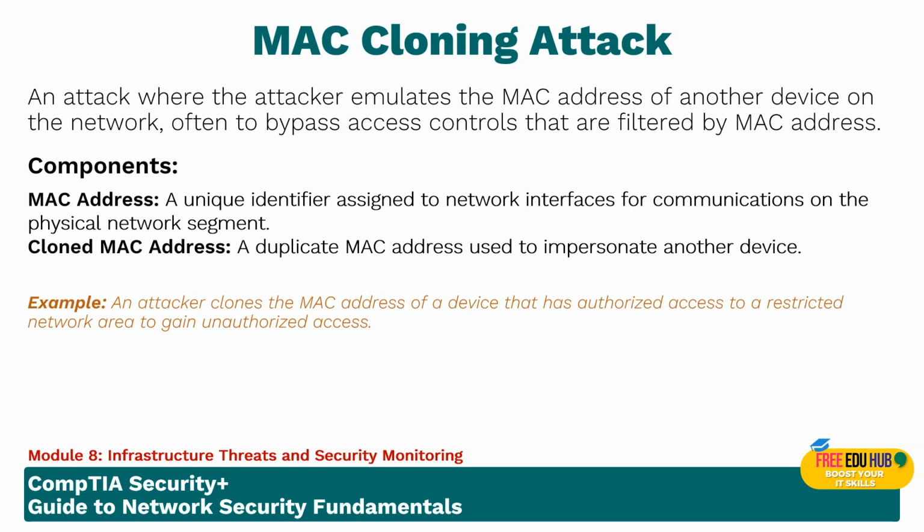So usually our DHCP servers issue the IP addresses to the computers based on their MAC addresses. So if two devices have the same MAC address, your DHCP server would issue the same IP address, and then they can use it for attacking purposes. An example could be an attacker cloning the MAC address of a device that has authorized access to a restricted network area to gain unauthorized access.